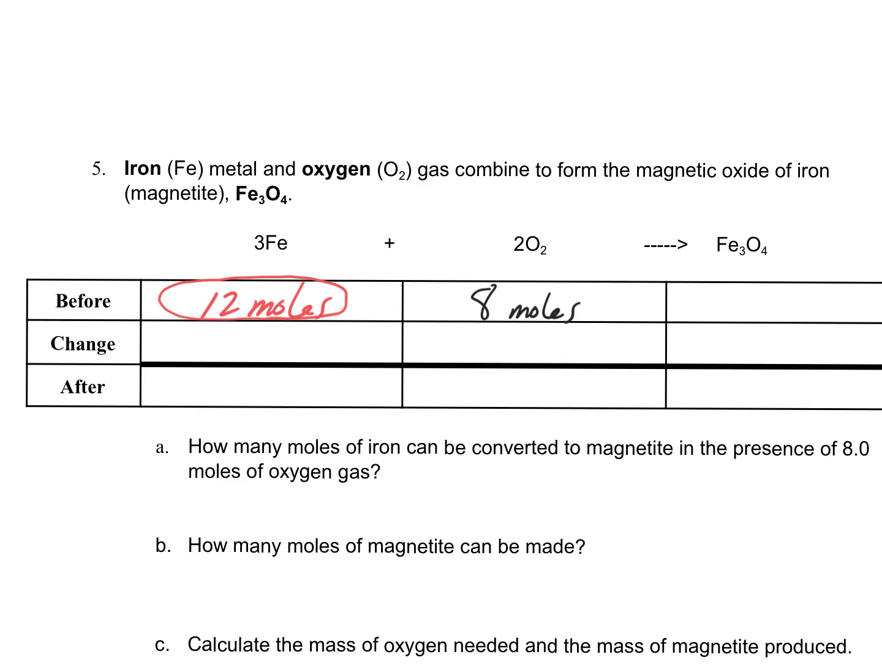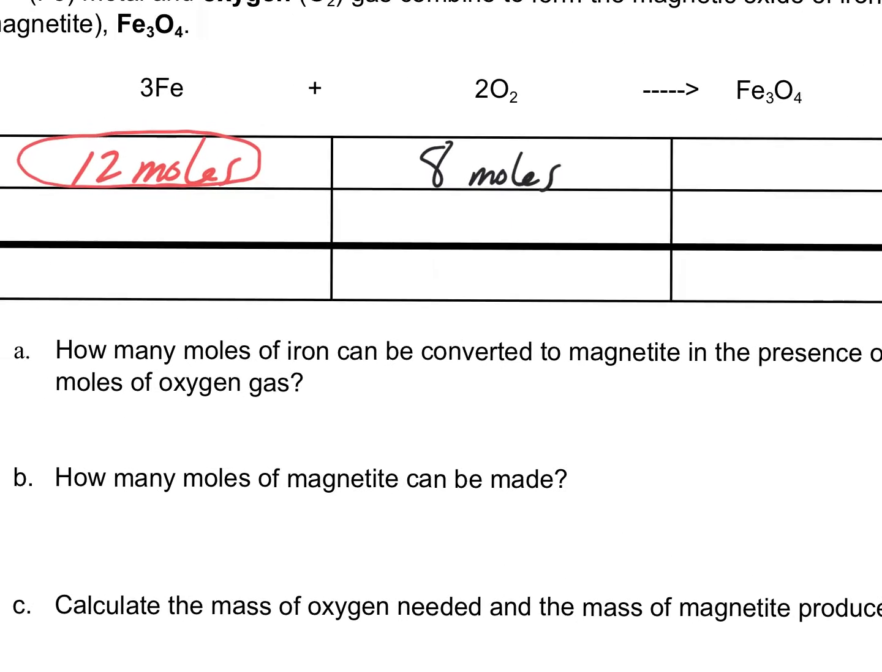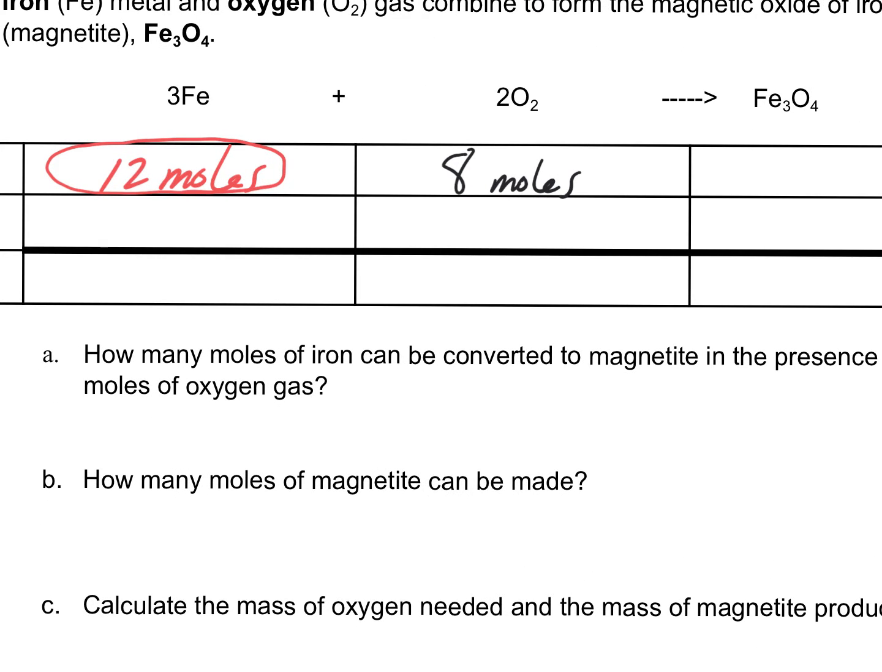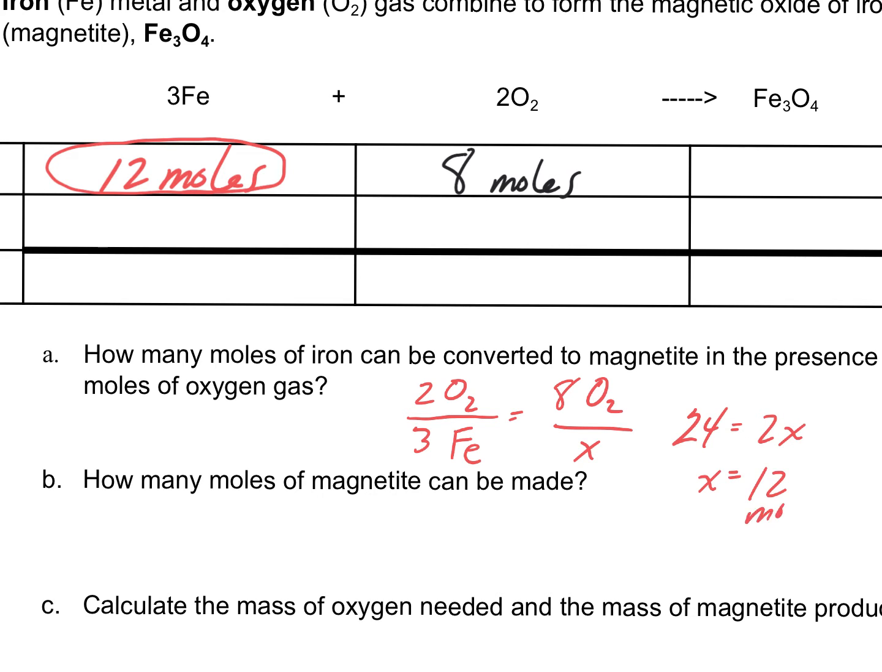Okay, now I could also, if I wanted to, set this up as a proportion, which I highly encourage you to do just to make more sense out of it. I'll set up my proportion here. For every 2 oxygen, I need 3 iron. Okay, but I'm given 8 oxygen. So if I cross multiply, that's going to be 24 equals 2x. And x would be 12 moles.